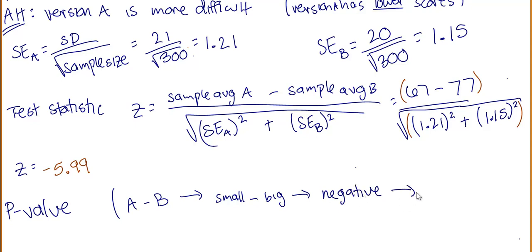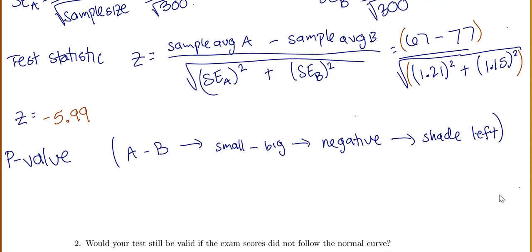And if I'm hoping for negative results, because I'm hoping that A is smaller, so I'm going to want to shade to the left. If I was hoping to get positive results, then I would shade to the right. So here is Z equals negative 5.99, and I want to shade to the left. Now, without even looking it up on the table, what would you tell me this should be?